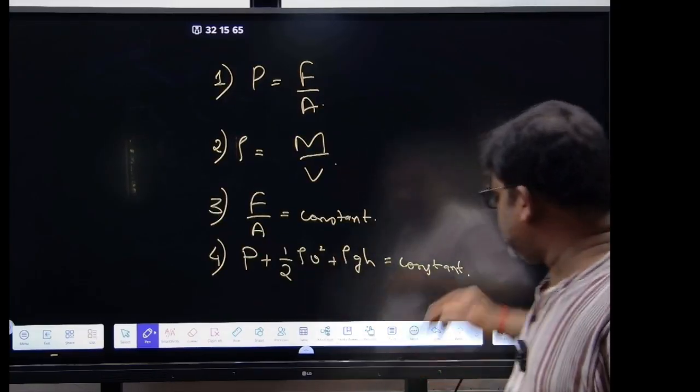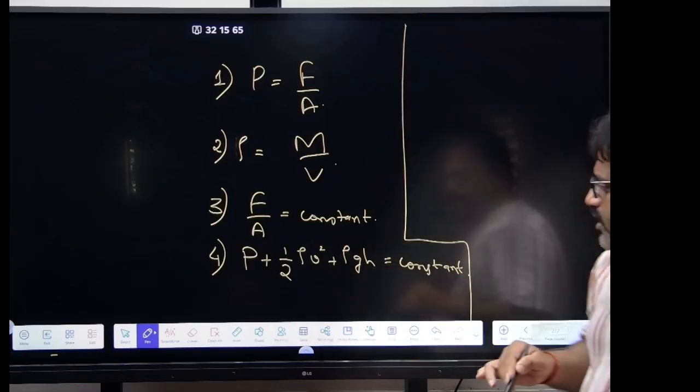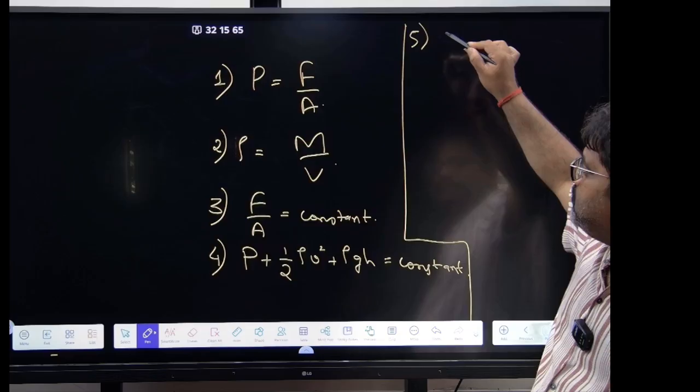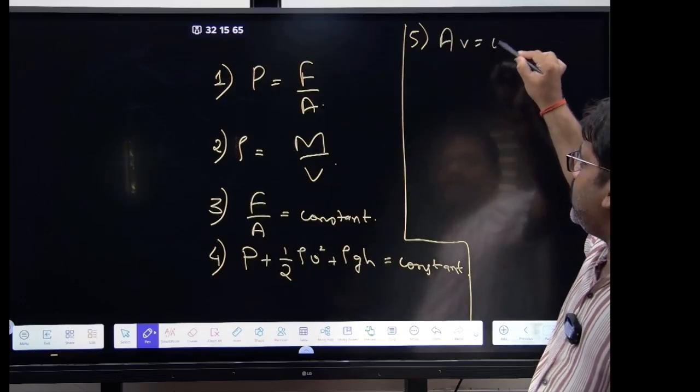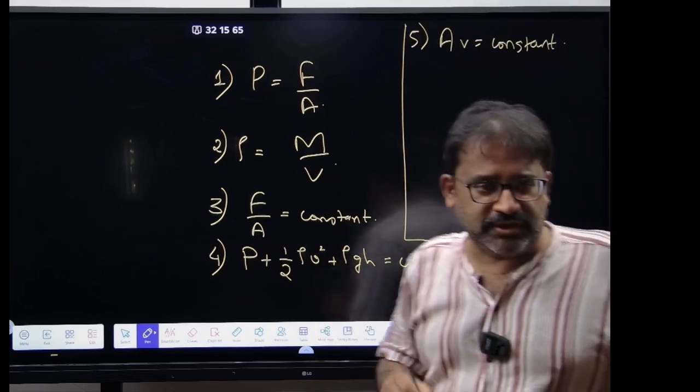So this is, children, what we call Bernoulli's principle. Of course, the next important one is the equation of continuity, which says AV equal to constant.